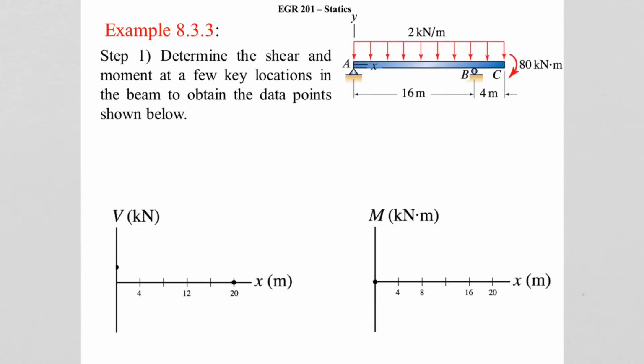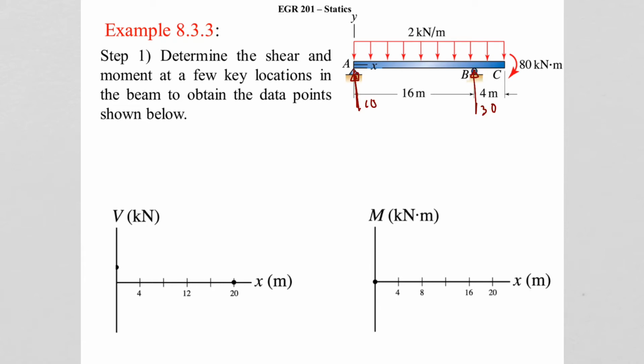Normally I would draw these diagrams underneath, which is the proper way, but it's lined up this way, so we're going to leave it this way for now. So the first thing we need to do is determine the shear and moment diagram, looking at a few locations of the beam to obtain some data points. The first thing we need to do is find our reaction forces. I'm not going to go through the methods of that. I will just put those on there for us.